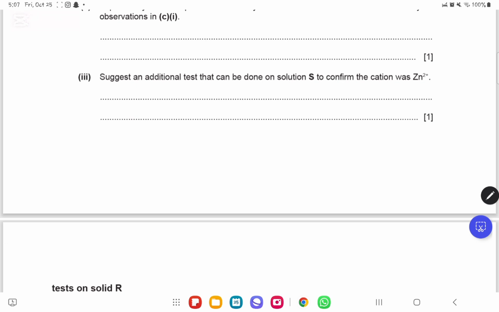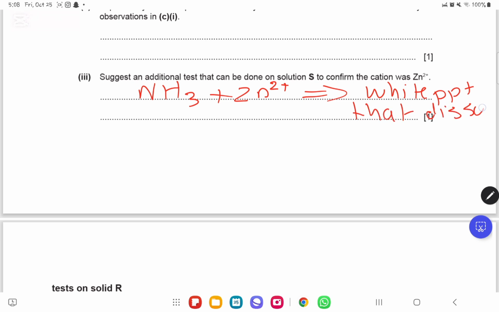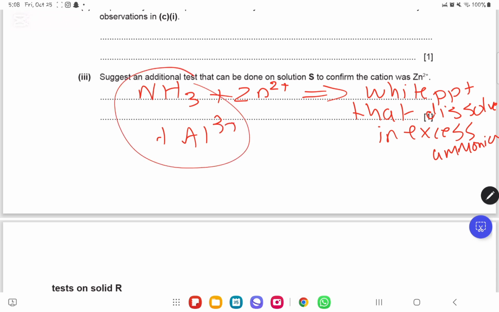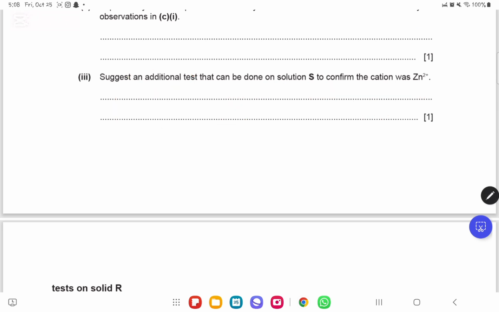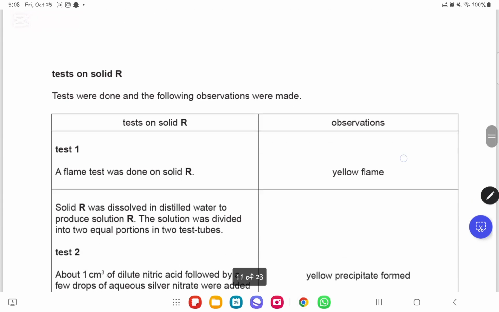Basically, if you add NH3, ammonia, to the Zn2+, you will get a white precipitate that dissolves in excess ammonia. Whereas if you added Al3+ to the excess ammonia, it will form a white precipitate that's insoluble, that does not dissolve in excess ammonia. So very simply, just add ammonia and it will produce a solution, because excess ammonia will dissolve the Zn2+.